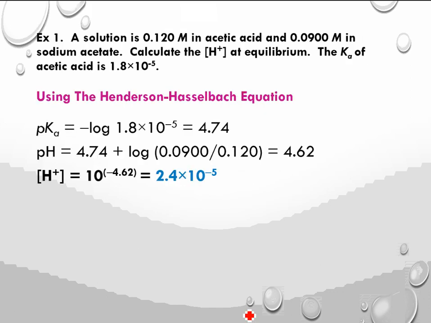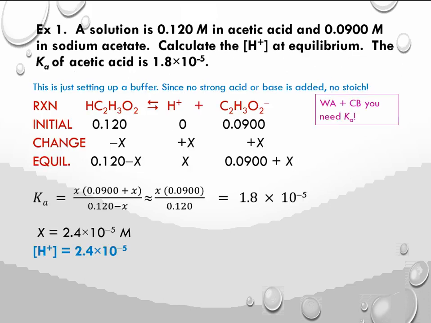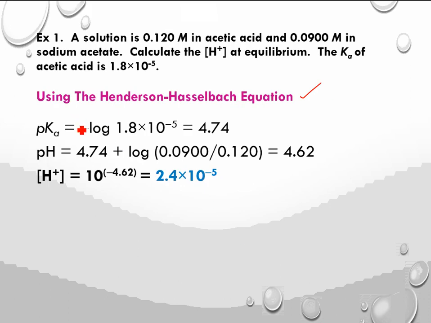Moving on. A solution is 0.12 molar in acetic acid. This is the same conditions. We are going to show you how to use Henderson-Hasselbalch to do the same thing we just did here. So rather than plug and chug into all this and neglect x's, go directly to Henderson-Hasselbalch.